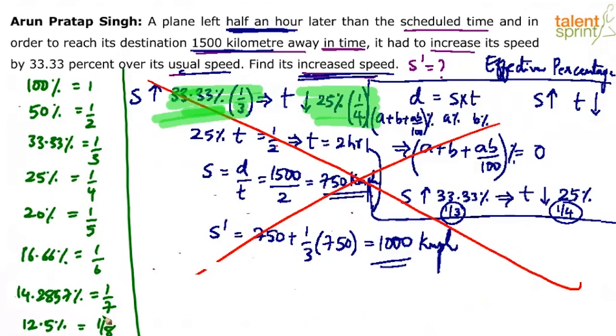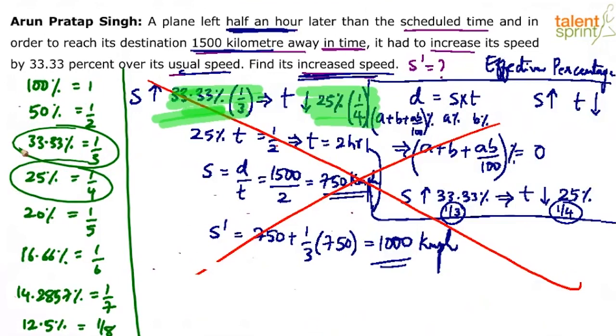Now very simple. If the speed has increased by 33.33 percentage, time will be reduced by 25 percentage. As simple as that. Immediately next value will be the reduction. Whether it is speed, time, length, breadth, price, quantity, anything. When you are looking at an S into T type of equation, if one increases by any of these values, the other would decrease by the immediately next value.